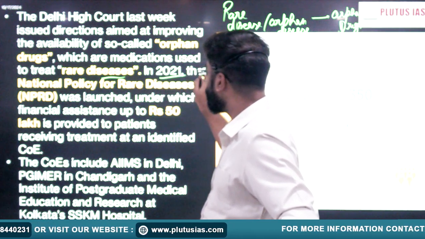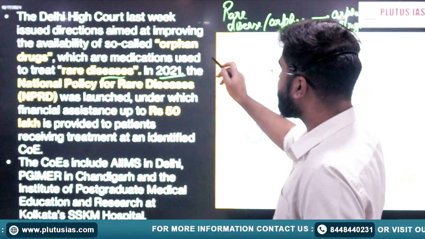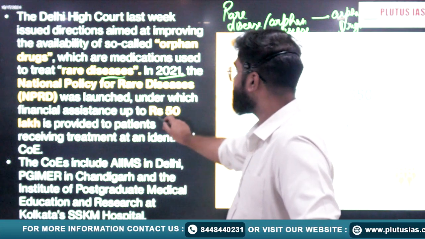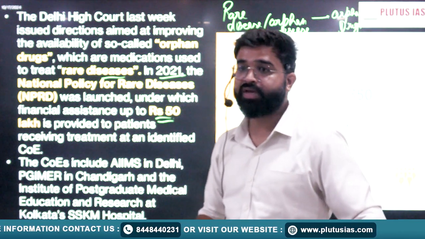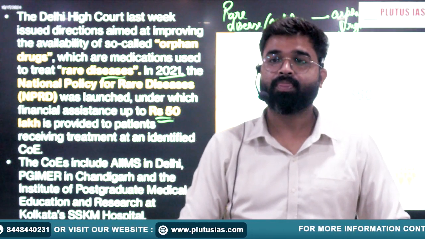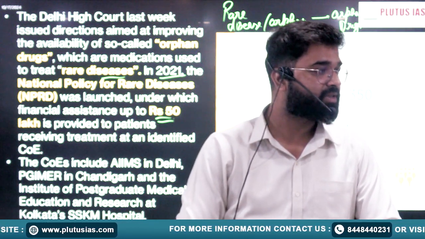In 2021, one policy was started, that is National Policy for Rare Disease was launched, under which financial assistance up to 50 lakh per person will be provided. Why? Because the treatment of rare diseases is expensive. Why? Because most of, we can say 80% of the total rare diseases are genetical diseases or congenital.